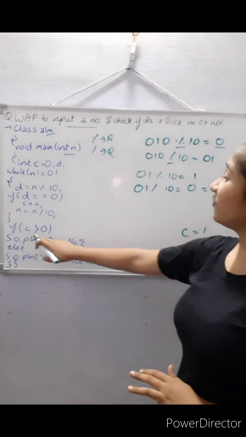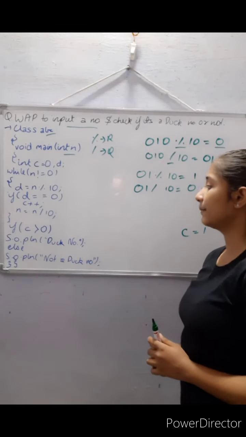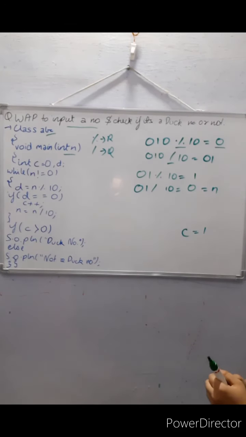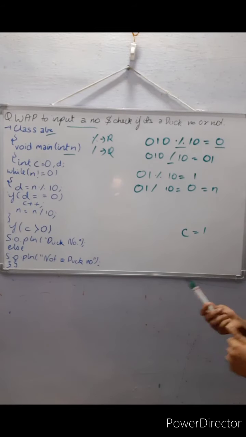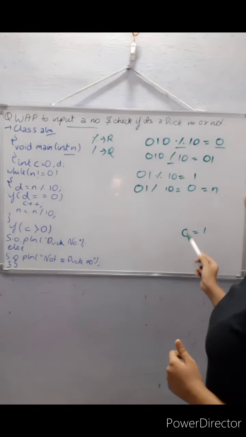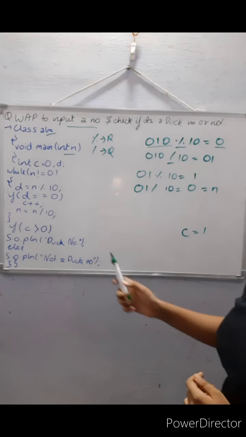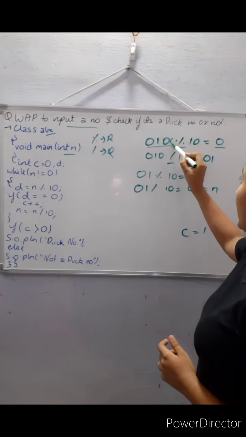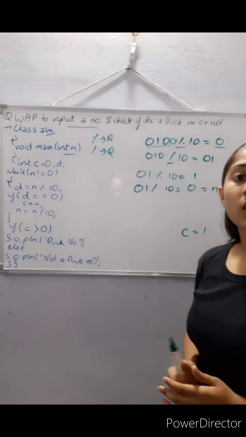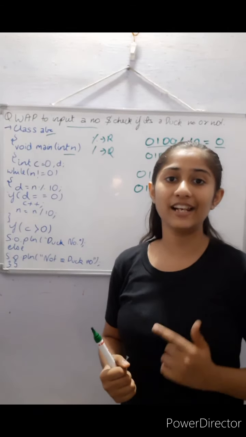Okay. Now, if c is greater than 0, we are going to say that the number is a duck number, otherwise the number is not a duck number. So over here you can see that the value of c is 1, which is greater than 0. We can say that the number entered, which was 010, is a duck number. Over here we have not written that c should be equal to 1 as there can be many zeros. Okay, so the counter value should be greater than 0, but it is not limited that the value should be 1.